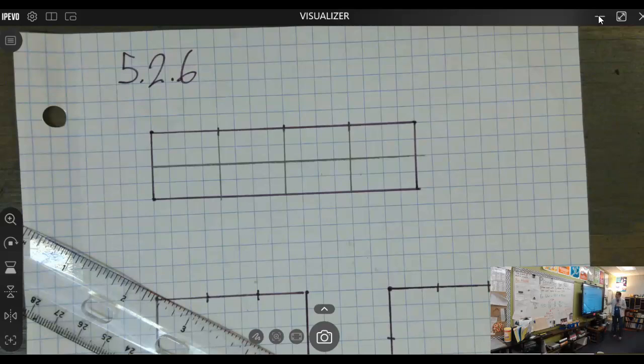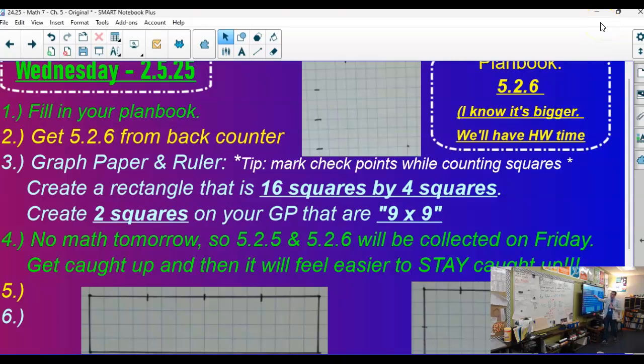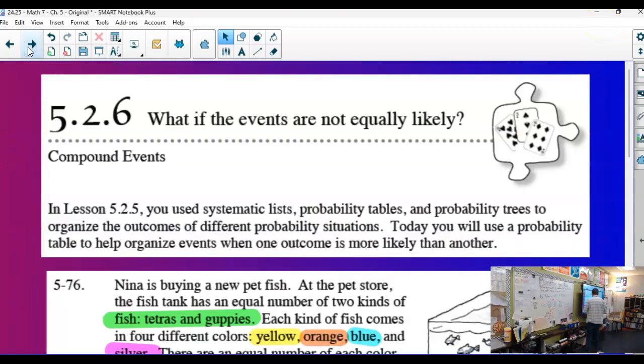Yeah. All right. So at our pet store, the fish that we have are tetras and guppies. Are the two different types, right? Tetra is a type of fish. Guppy is a type of fish. Each of those types of fish have 4 colors: yellow, orange, blue, and silver.